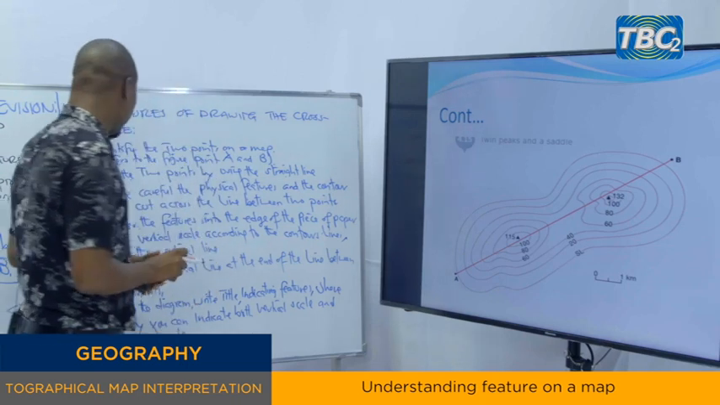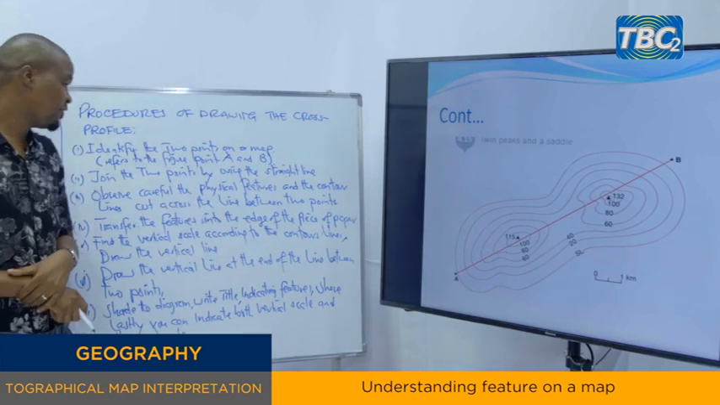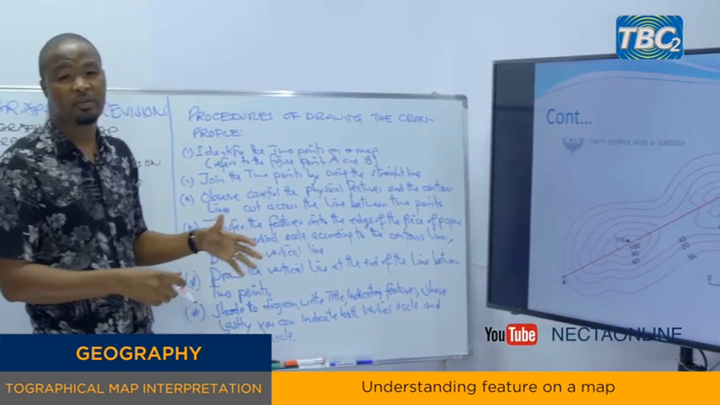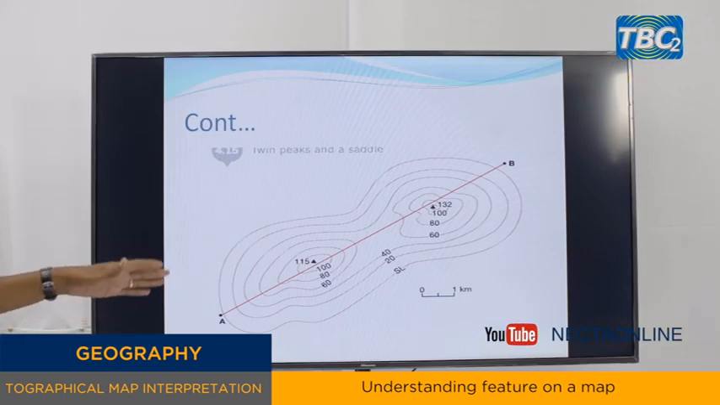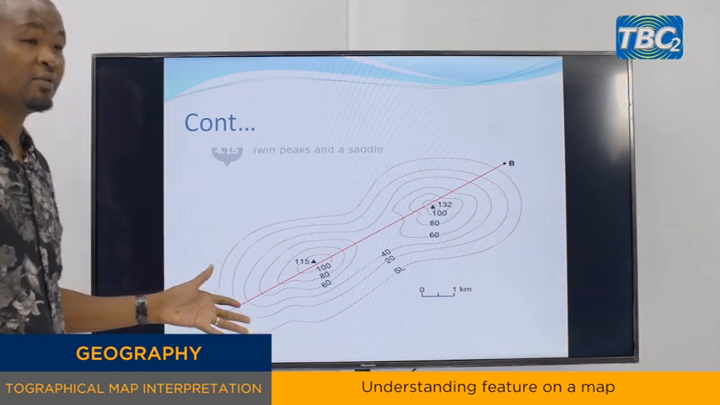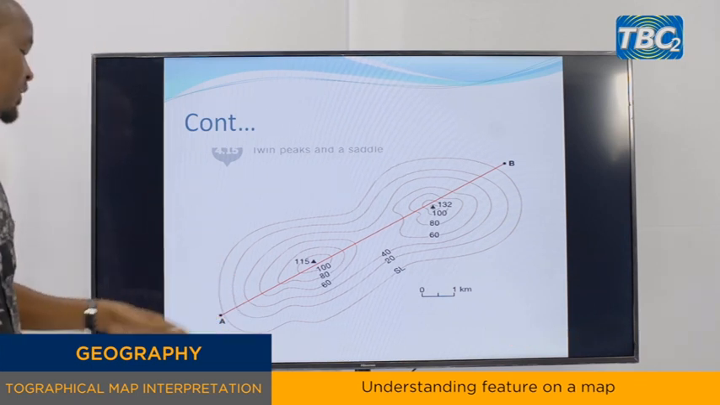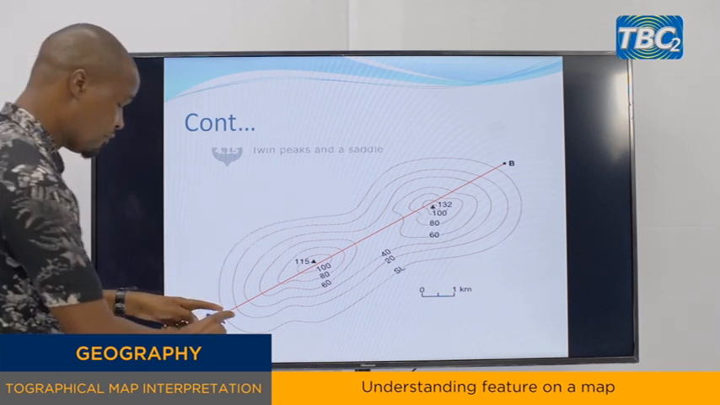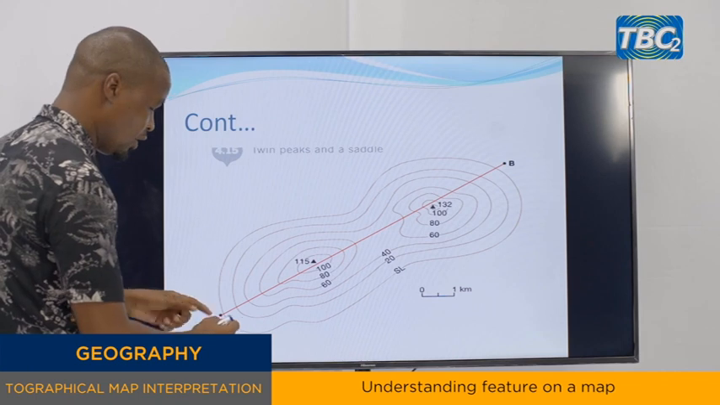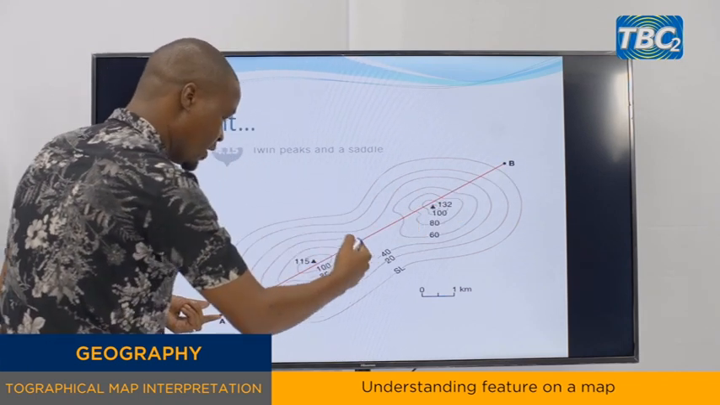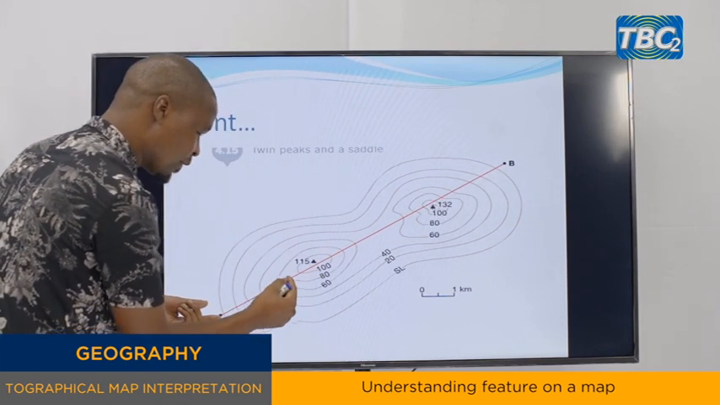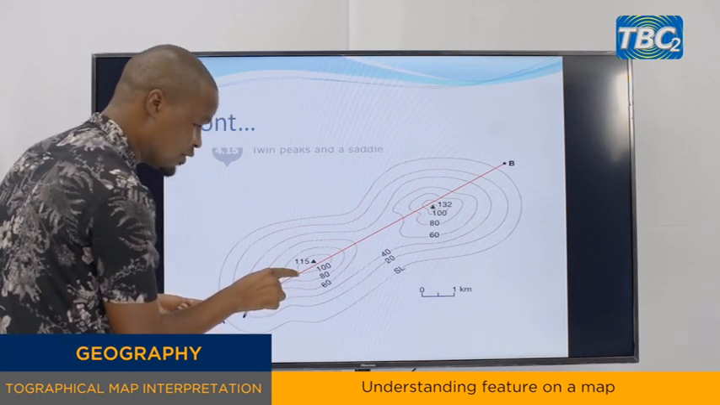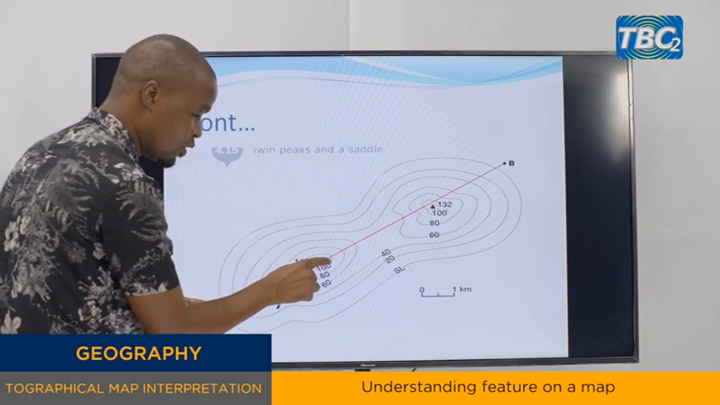The third stage: observe carefully the physical features and the contour lines that cut across the line between the two points. See? Observe carefully the physical features and the contour lines that cut across the straight line joining the two points. It means we have to observe carefully. This is my straight line. Which contours cut across my straight line? We have this one, then we have this one.